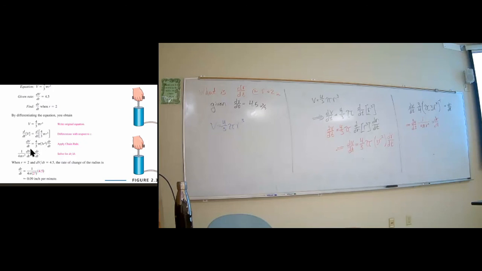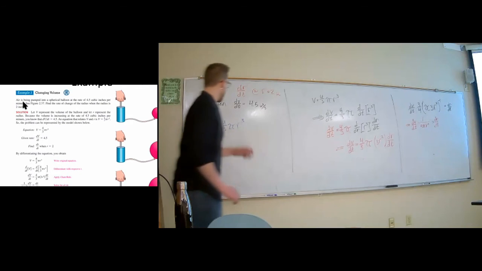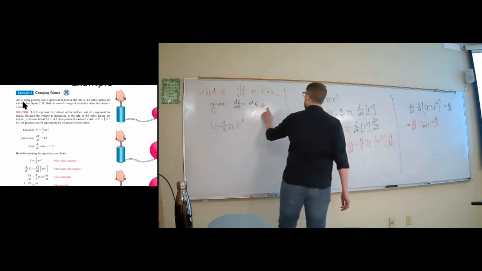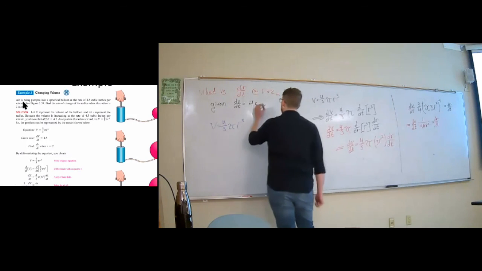Then, now that we're here, we're going to plug in r is equal to 2 and dV dt is equal to 4.5 to solve for this. And we find that the radius with respect to time changes at approximately 0.09 inches per minute. And I think that's because up top, yep, it's not per second, it is per minute. I miswrote this here. So it doesn't change very fast at that point.